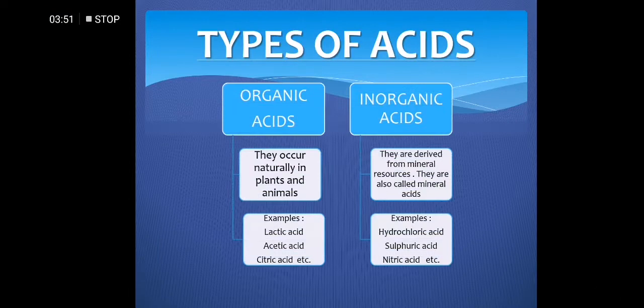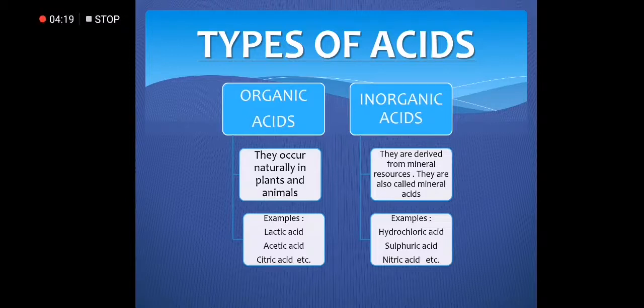Let us discuss the types of acids. Acids are grouped into two broad categories: organic acids and inorganic acids. The acids which are found naturally in plants and animals are called organic acids. We just discussed some examples of organic acids: lactic acid found in milk, acetic acid found in vinegar, citric acid found in citrus fruits.